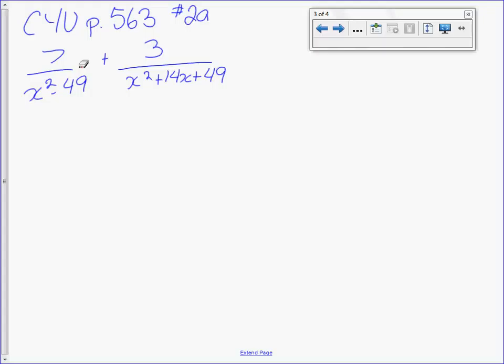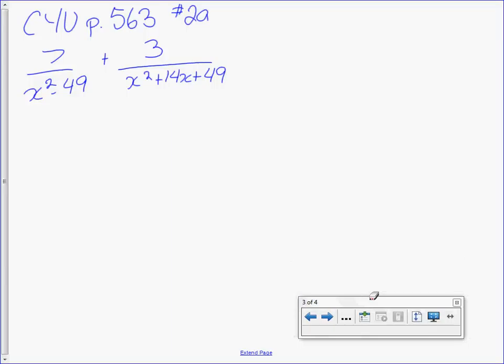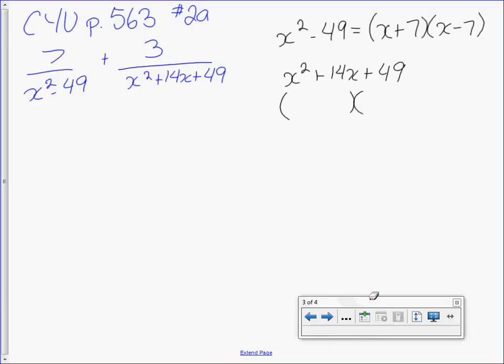Okay, so my mission here, my game plan is: factor the denominators, find the non-permissible values, find the lowest common denominator, and then add and simplify. So first thing I'm going to do is factor my denominators. x squared minus 49, and again, this is that a squared minus b squared thing, becomes (x plus 7)(x minus 7). And then x squared plus 14x plus 49 becomes (x plus 7)(x plus 7).